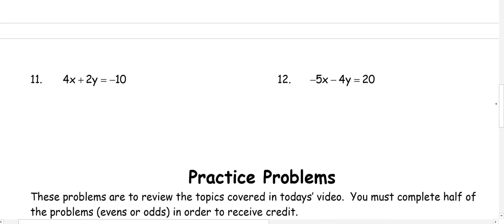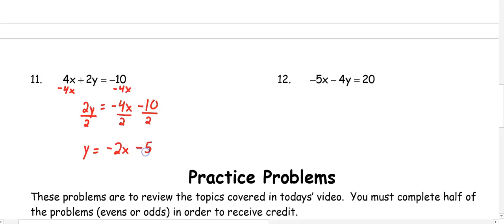Number 11, to solve for y, there's two steps this time. So first, we need to move the x to the other side. So we're going to subtract 4x from both sides. 2y equals negative 4x minus 10. Now, when we divide, because there's a number in front of y, each term gets divided by that number. So we're going to divide everything by 2. Instead of writing just one bar, we're going to write them individually because we have to be able to reduce them. So y equals negative 4 divided by 2 is negative 2x. 10 divided by 2 is minus 5.